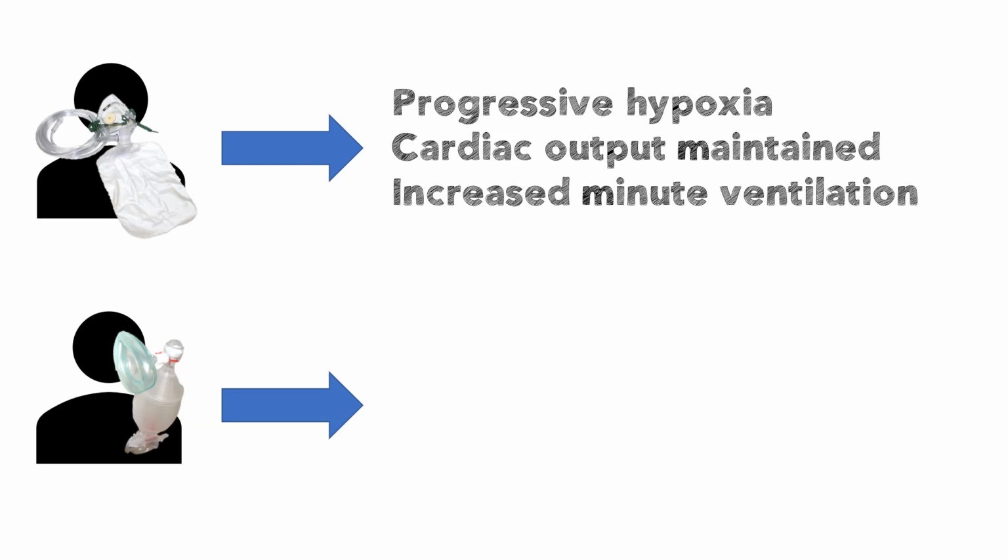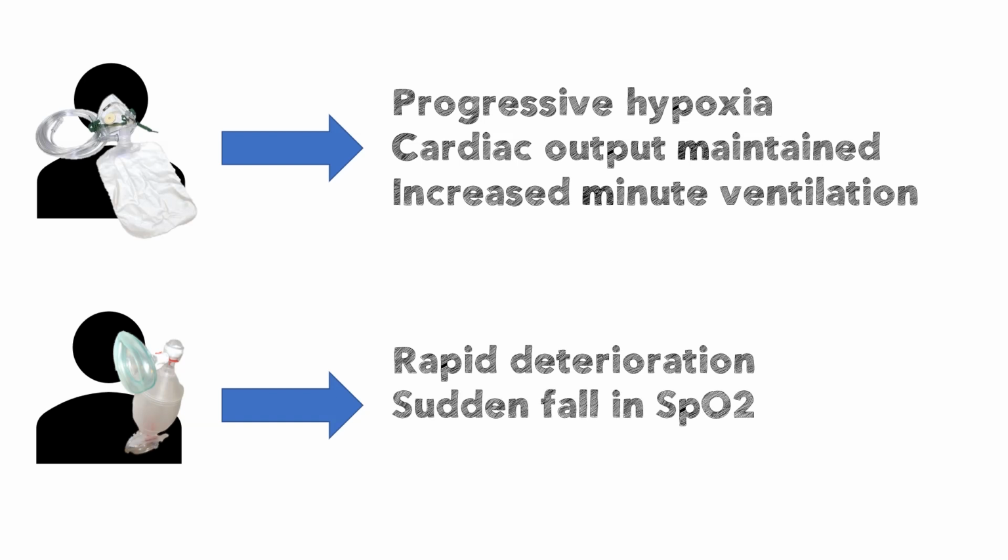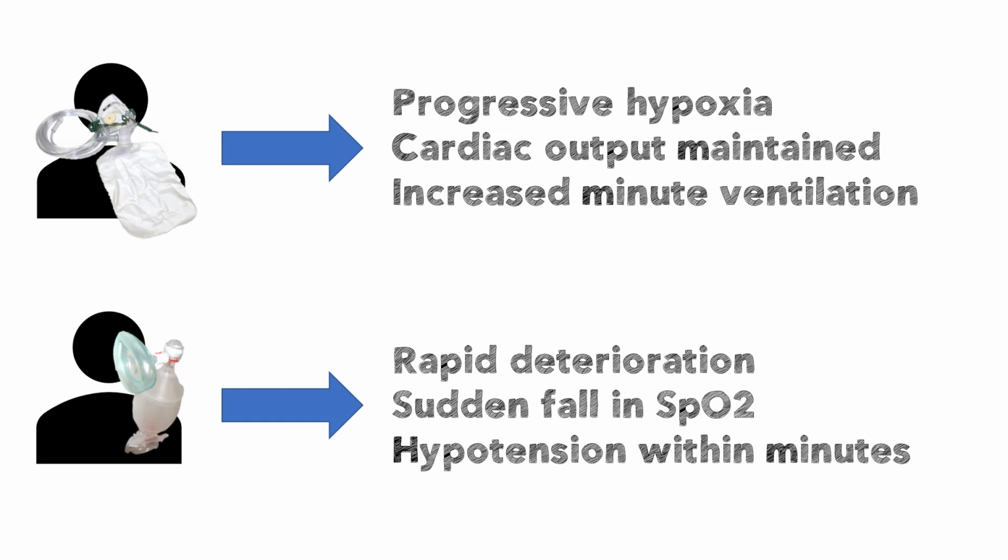If the patient's breaths are being assisted by positive pressure ventilation, then they deteriorate rapidly and they might present with a sudden fall in SpO2 and can become hypotensive within minutes. Since we were pretty much universally taught that these two patients present similarly, we have to reframe our definition of what a tension pneumothorax is.